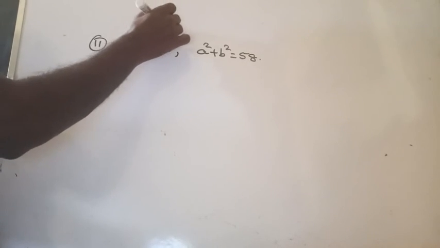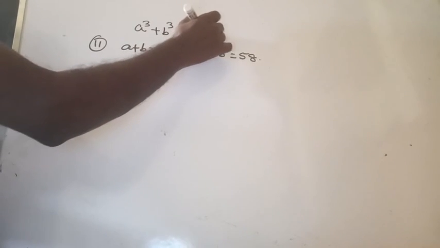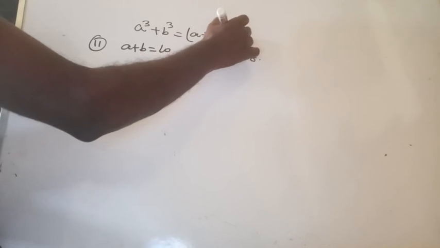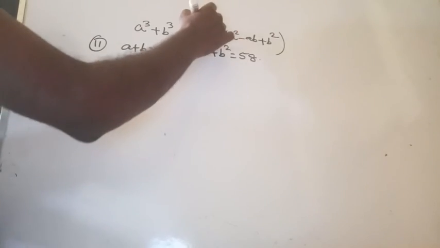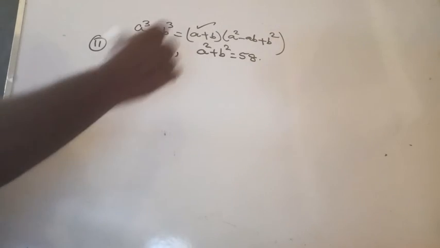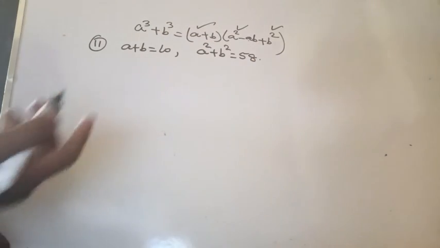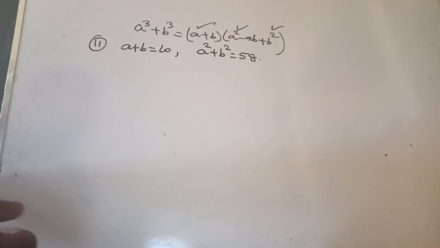So a cube plus b cube means what? (a plus b) into (a square minus ab plus b square). So you know the a plus b value, and you know a square plus b square, but you don't know the value of ab. First you have to find that.